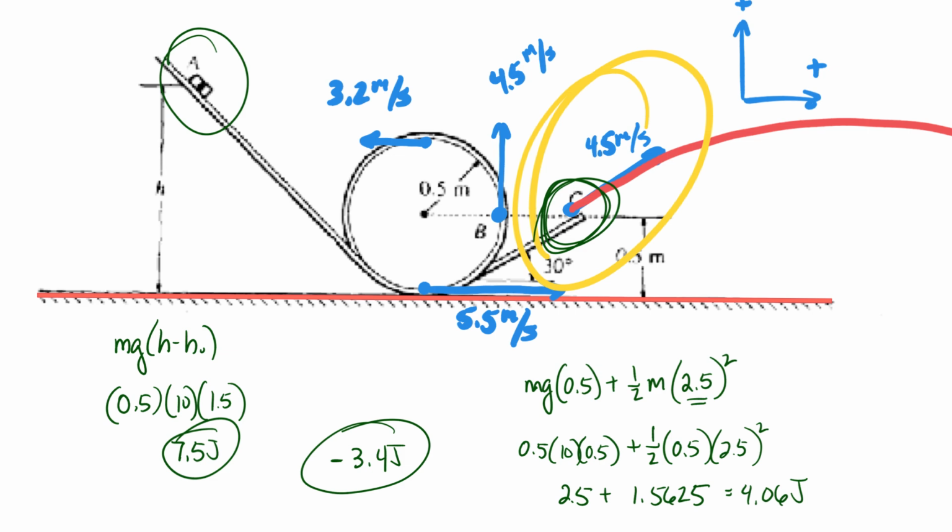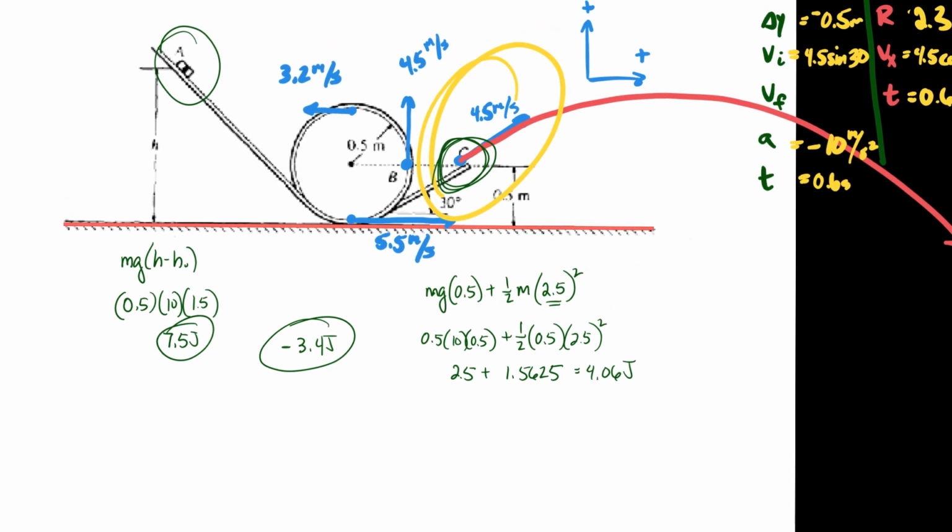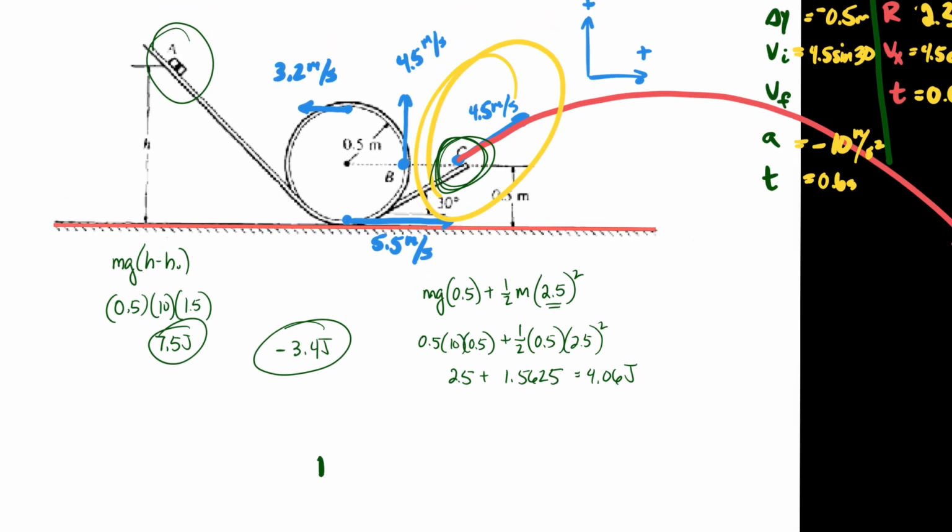Question 9, we didn't talk about power, so I wouldn't expect you to be able to do it, and it won't be on your test, but power is work over time. So all you'd have to do is take 3.4 and divide by 1.1. But I'm not expecting that on your test.